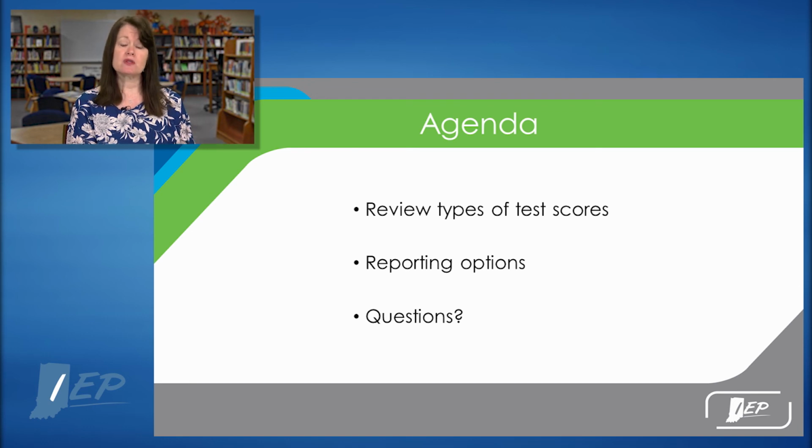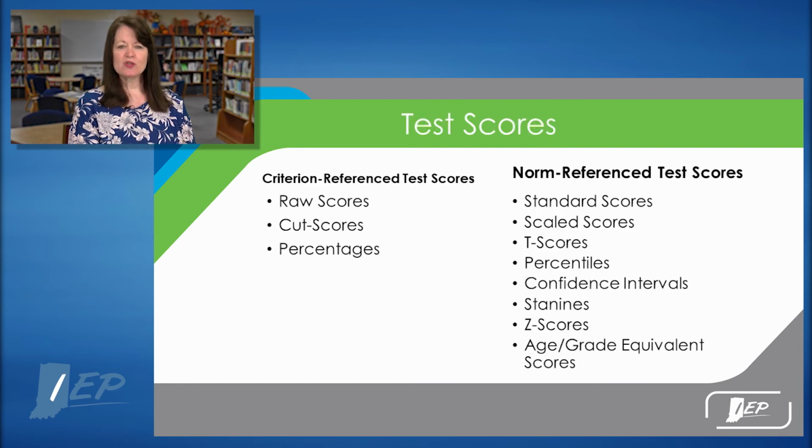So we're going to talk about those different types of test scores and things that we might want to consider as we report them in our written reports as well as reporting them out during the meetings. Test scores can generally be categorized in two different ways: test scores that tend to be criterion referenced and test scores that tend to be norm referenced. So we're going to talk about each of these different sets of scores and how to explain those.